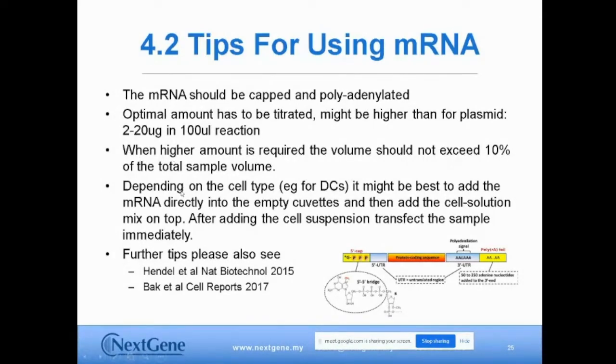Depending on the cell type, for example dendritic cells, it might be best to add the mRNA directly into an empty cuvette and then add the cell solution mix on top. After adding the cell suspension, transfect the sample immediately. So the sequence of the addition of substrates might be crucial. Further tips can be found in the publications below: Handel et al. in Nature Biotech, and Bach et al. in Cell Reports.